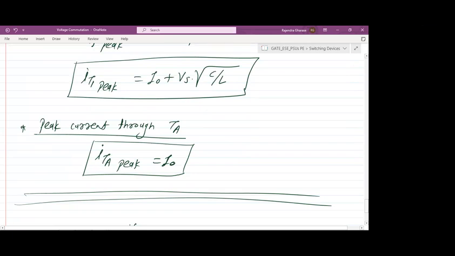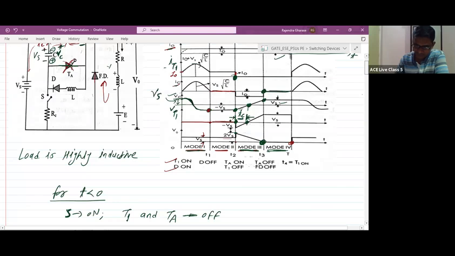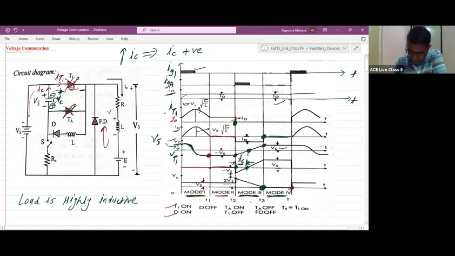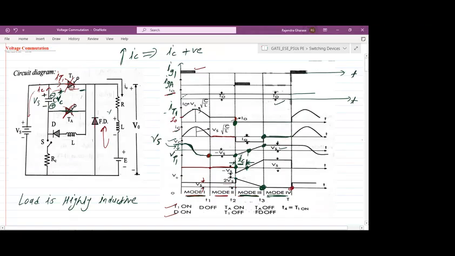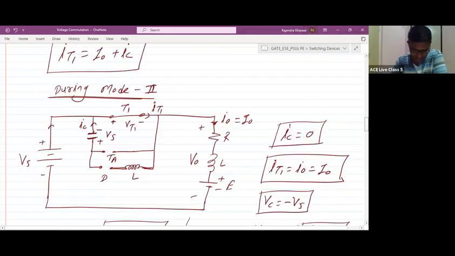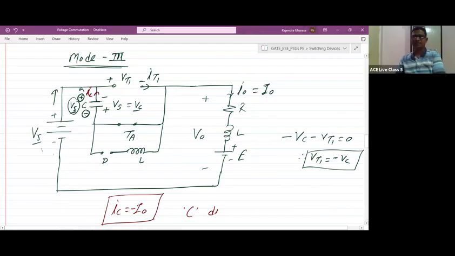Okay, sir. In the diagram, sir, show me the one during mode 3. During mode 3, you have IC is equal to minus I0. The circuit you have drawn, sir. The mode 3 circuit you want. Okay, mode 3. Yes, this one. One minute, sir, I need to take a snapshot. Okay, sir.